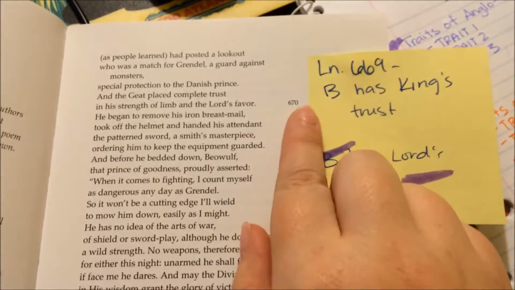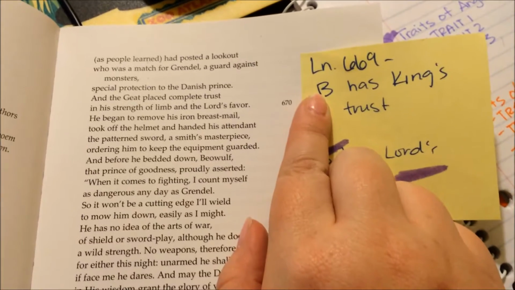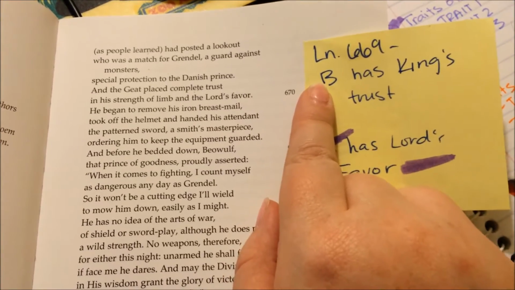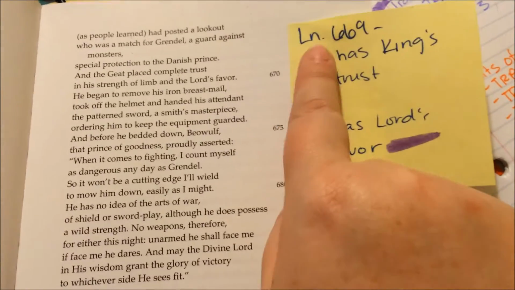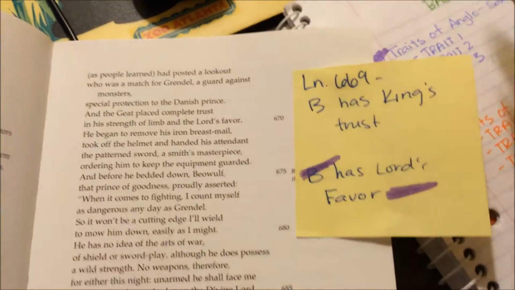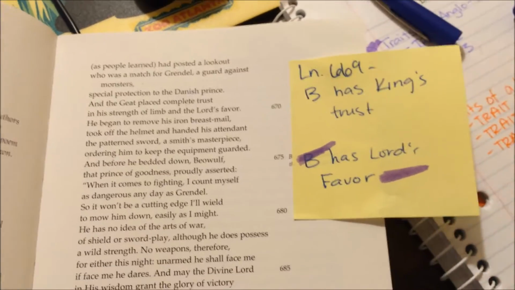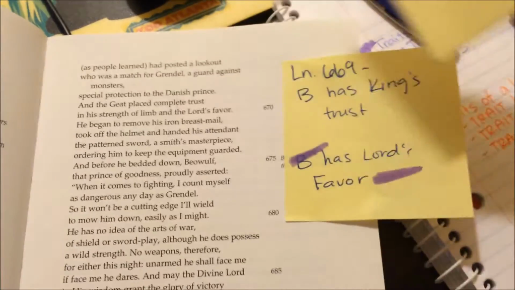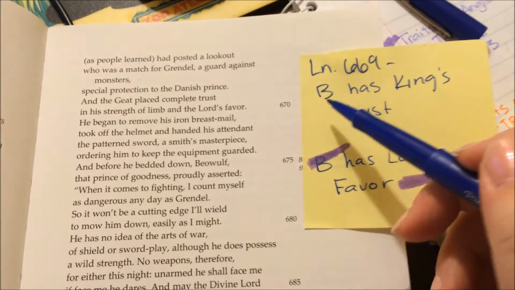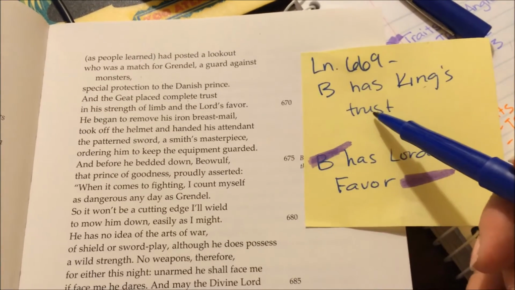And so you can see I've made here an annotation. Remember we talked about those during the race video? An annotation is whenever you make a note in the margins, which we can't write in the margins, so I've had to do this, right? That's where my post-it notes come in handy. So I've written on this post-it note in line 669 that Beowulf has the king's trust.